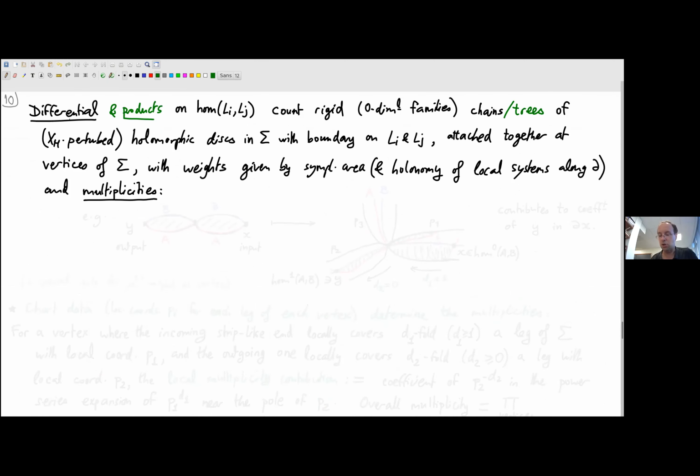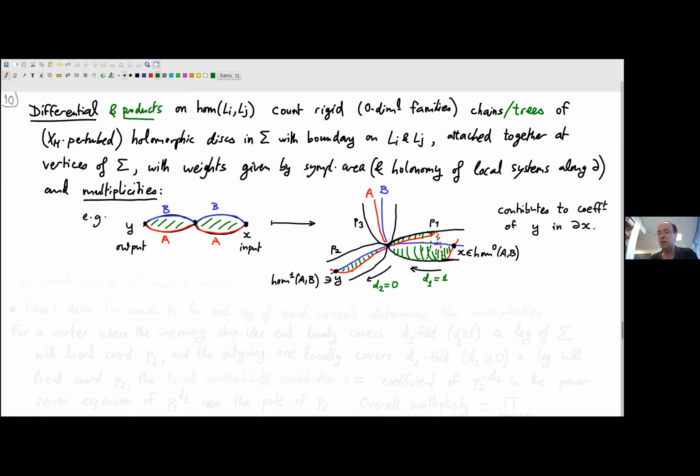Yes, the infinity structure is coming. There are differentials and products, and an infinity product on these morphism spaces. As usual in Lagrangian Floer theory, we count holomorphic disks with boundaries on our Lagrangians. There's one change, which is that we allow our holomorphic disks to propagate through the vertices.